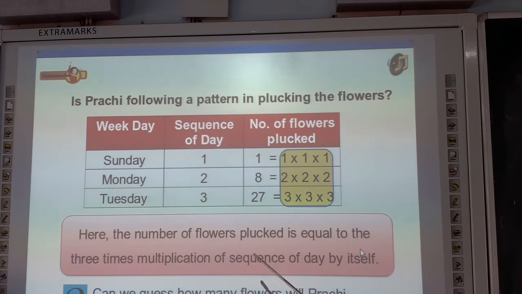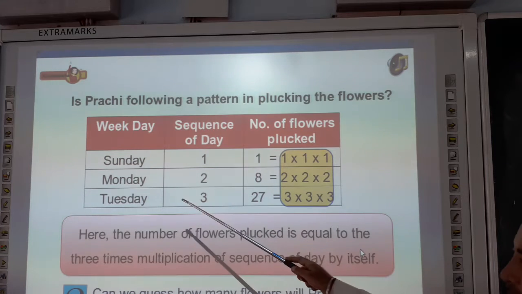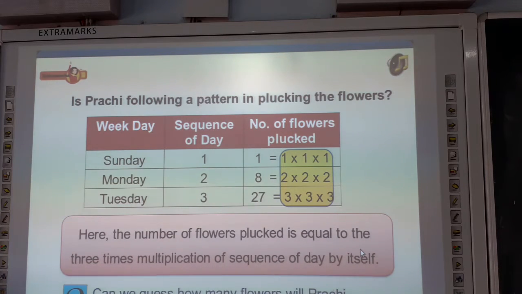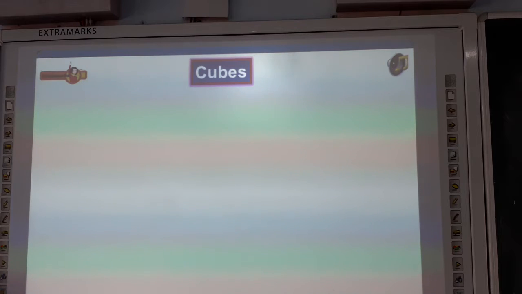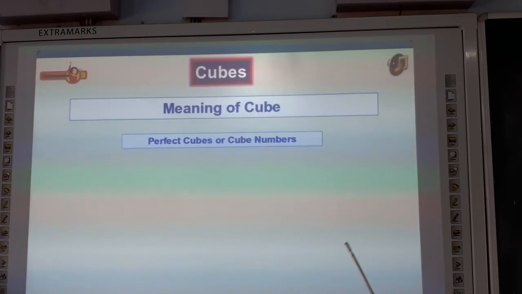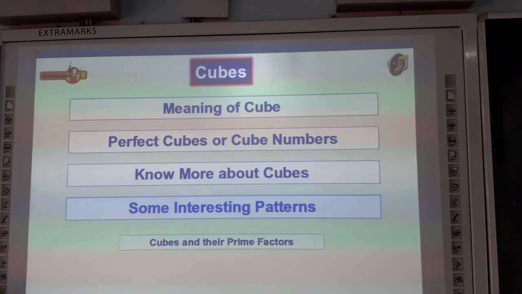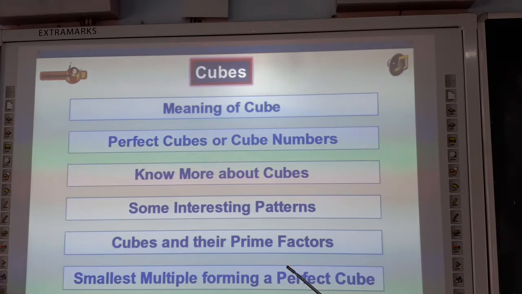The number of flowers plucked is equal to the 3 times multiplication of the sequence of the day. The 3 times multiplication of any number in repeated form is called the cube of that number. Now we are coming to the definition of the cube, the perfect cube, and we will learn some interesting patterns about cubes, prime factorizations of cubes, and the smallest multiple forming a perfect cube.